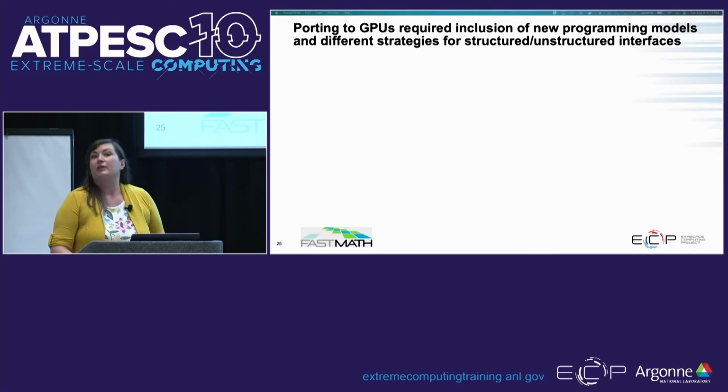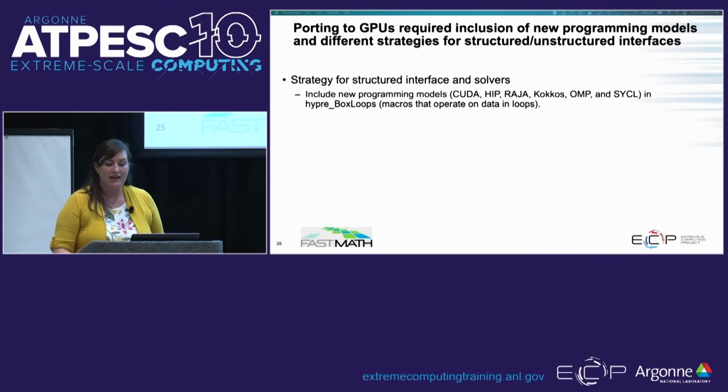So as you all know, for good performance on GPUs, you want to have regular compute patterns. And so this really posed a challenge for the unstructured solvers, as well as for multigrid methods in general with decreasing level sizes, as we're thinking about our coarser grids. So in HYPRE, we have taken different strategies for our different interfaces. For the structured interface and solvers, this was by design just much simpler because basically all of the data operation was done within what in HYPRE are termed box loops. So it was very simple.